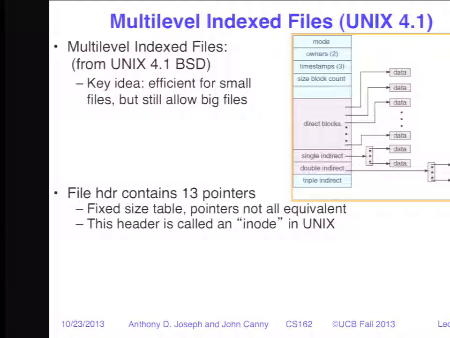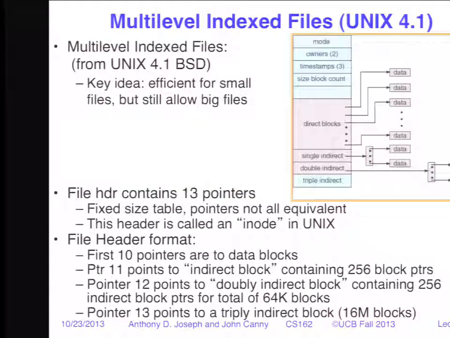This header is called an inode in Unix. And these pointers here, this is a fixed size table, but not all these pointers are equivalent. In particular, the first 10 pointers here point directly to data blocks on the disk. So these would be block IDs for blocks on the disk. The next pointer, this 11th pointer, is called a singly indirect pointer, and it points to a block of pointers to data blocks. That's why it's called singly indirect, because there's one level of indirection. So this gives us 256 more data blocks that we can reference.